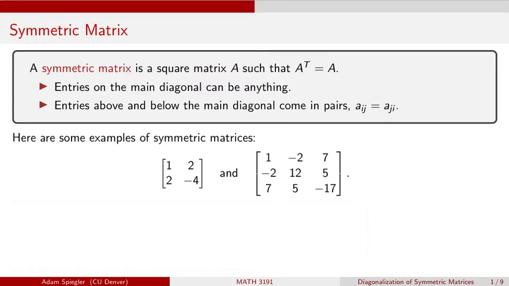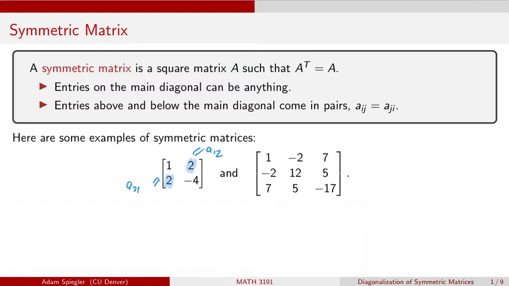This 2x2 matrix, whose first column is 1, 2, and whose second column is 2, minus 4, is symmetric since what we want to make sure is that the off-diagonal entries are mirror images of each other. Element A12, which in this case is equal to 2, should equal element A21, which it does. So this is a symmetric matrix.